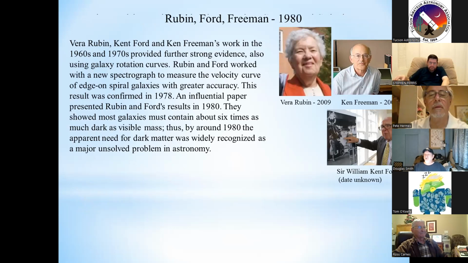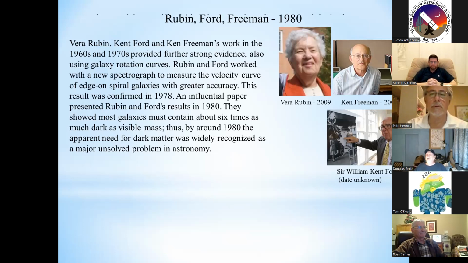These three people, Rubin, Freeman, and what's his last name? Kent. William Kent. Ford. Did a lot of work in the 60s and the 70s, which provided a lot more strong evidence. Rubin and Ford put together a new spectrograph, which was many, many times more sensitive than any spectrograph that had been used before. And they were to do a lot of measurements, again, on galaxy rotation curves.